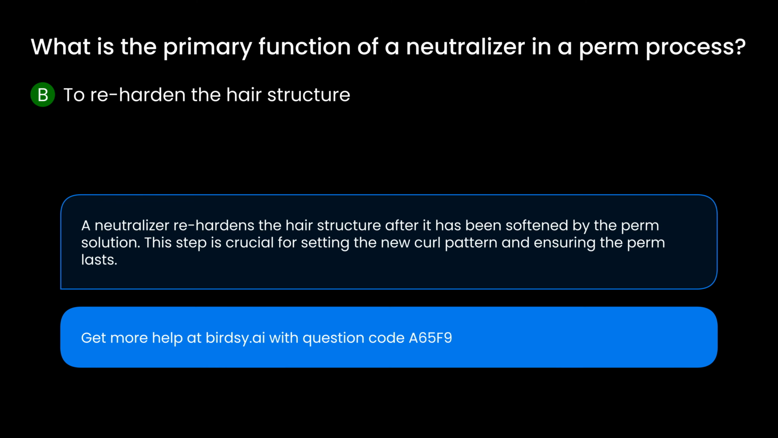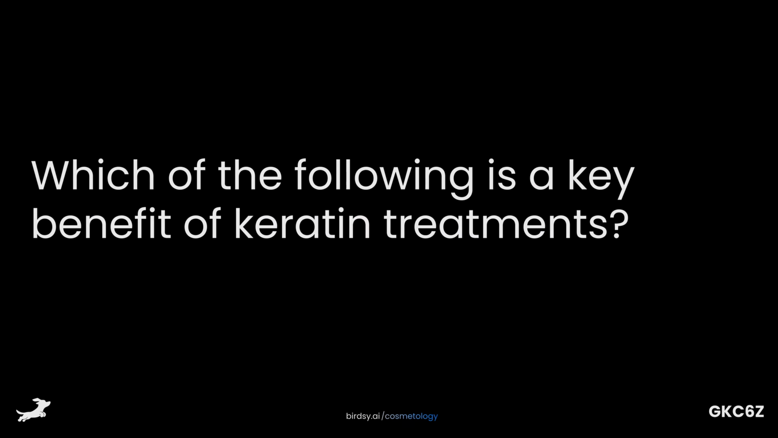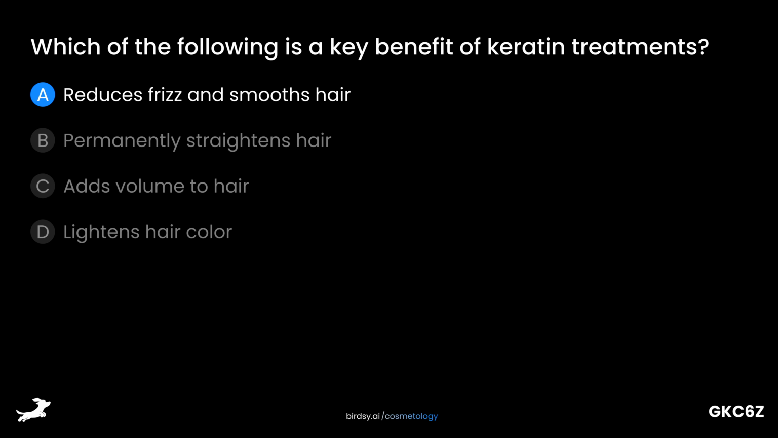A neutralizer re-hardens the hair structure after it has been softened by the perm solution. This step is crucial for setting the new curl pattern and ensuring the perm lasts. Which of the following is a key benefit of keratin treatments? Is it A, reduces frizz and smooths hair, B, permanently straightens hair, C, adds volume to hair, or D, lightens hair color? The answer is A, reduces frizz and smooths hair.